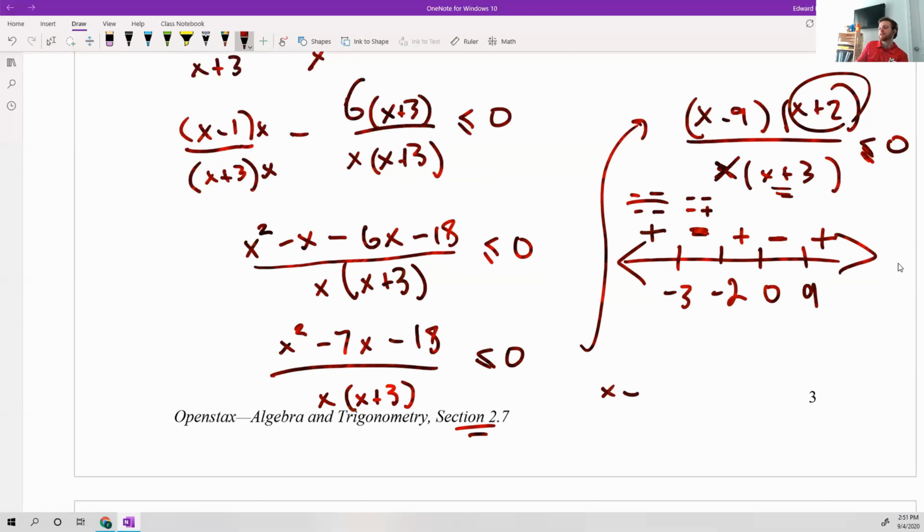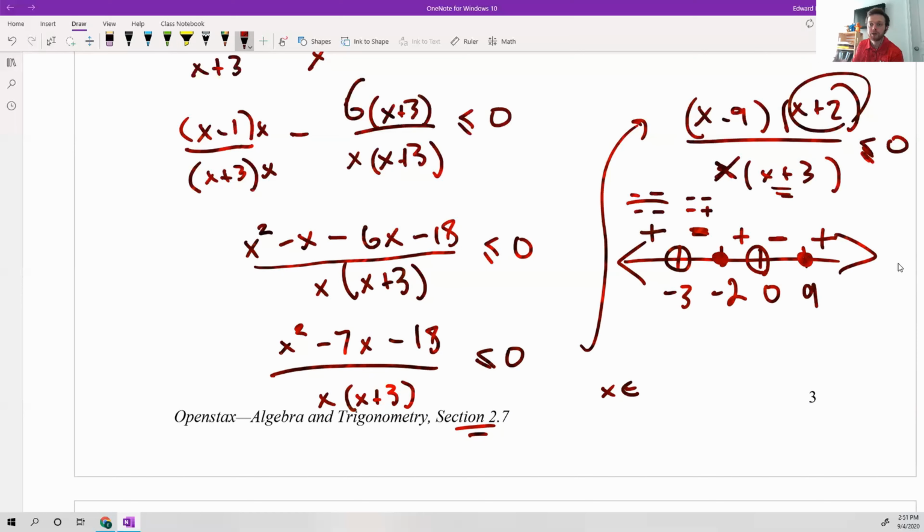All right, so x is contained in. We are strictly less than. No, we're not. We are less than or equal to. So we are going to use closed brackets. Can we include negative 3? No. Why not? Because negative 3 makes our denominator 0, and so undefined is not something that we can handle. Yep, and then the same thing at 0, right? Correct. We can include negative 2 because our graph will be 0. And we can't include 9 because our graph will be 0.